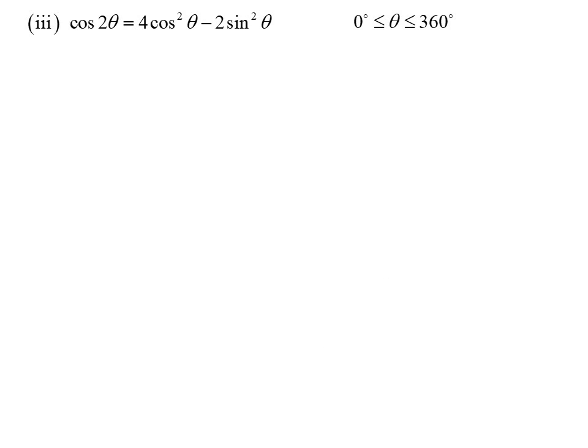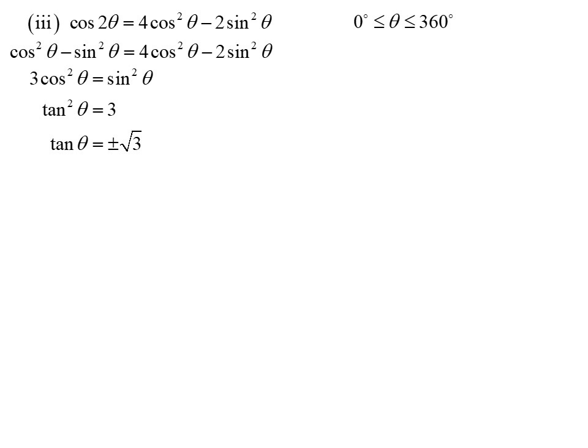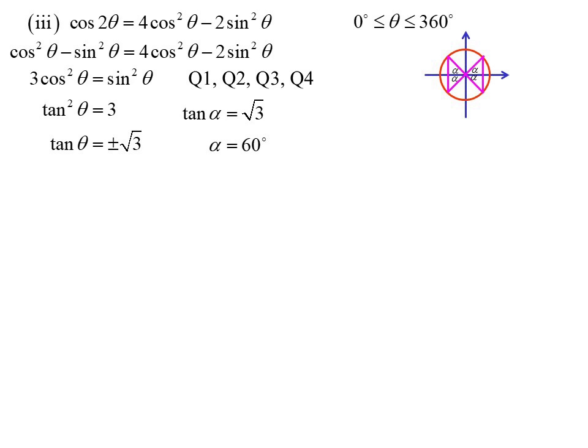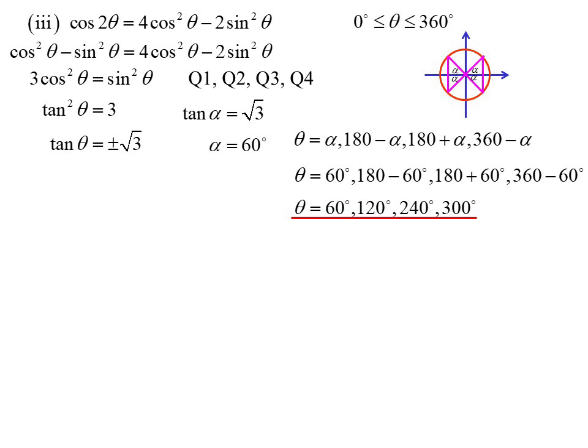Okay, another cos 2 theta, but on the right hand side I've got cos squared and I've got sine squared as well. So it probably makes sense to use the cos squared minus sine squared for the cos 2 theta in this one, because now I can turn this into tan squared, because of course sine on cos is tan. Tan theta is plus or minus root 3, so I'm in all 4 quadrants. We go and find our acute angle, in this case 60 degrees, put it into all 4 quadrants. We got our 4 answers.